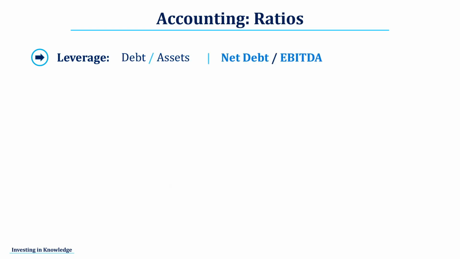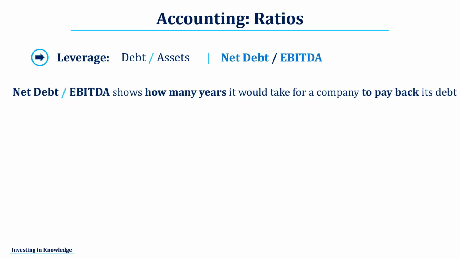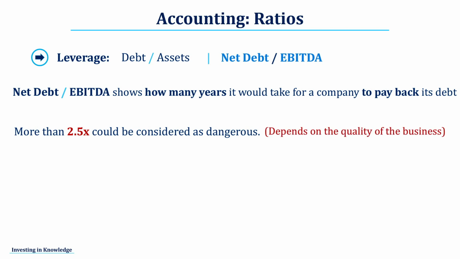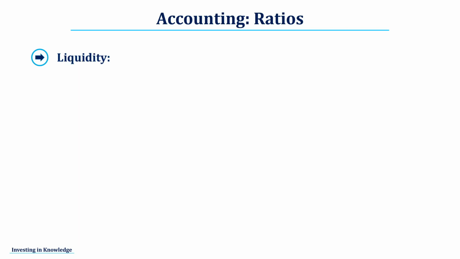The next ratio is net debt to EBITDA. Net debt to EBITDA shows how many years it would take for a company to pay back its debt. More than 2.5 times could be considered dangerous, but again, it depends on the quality of the business.